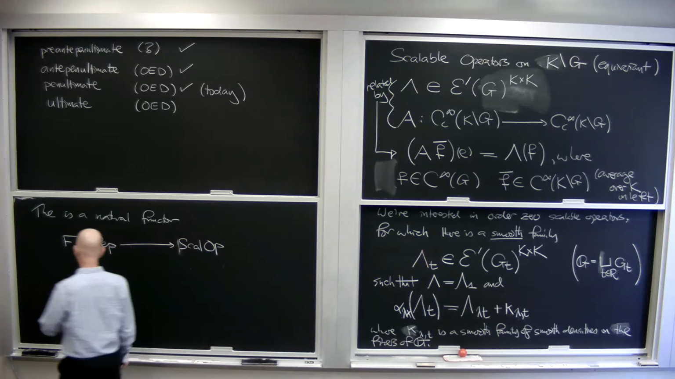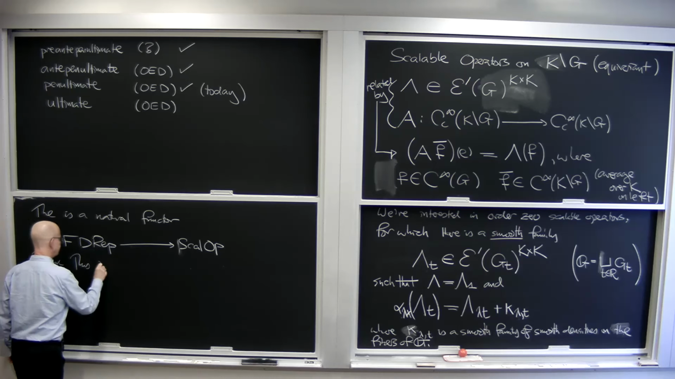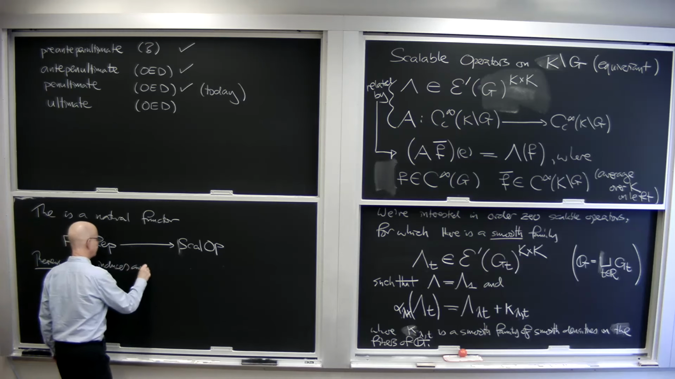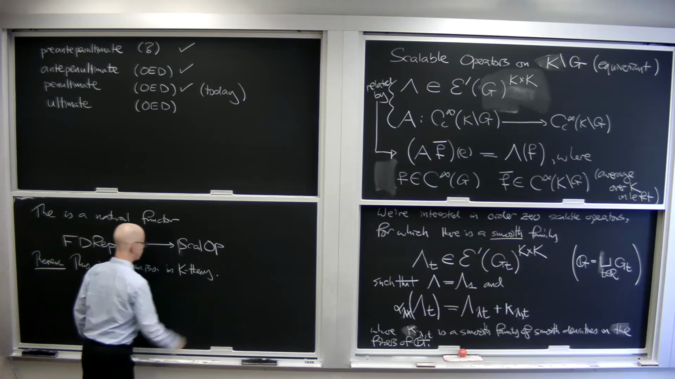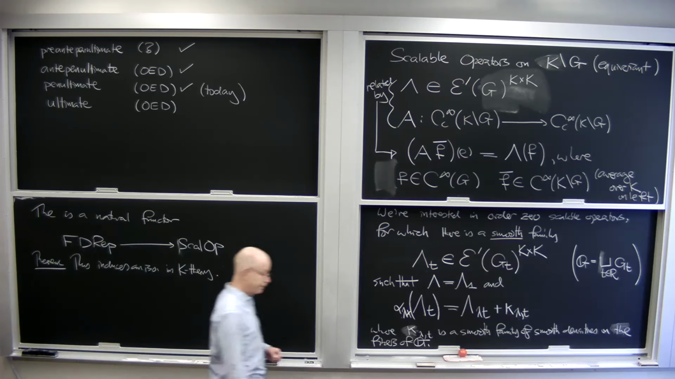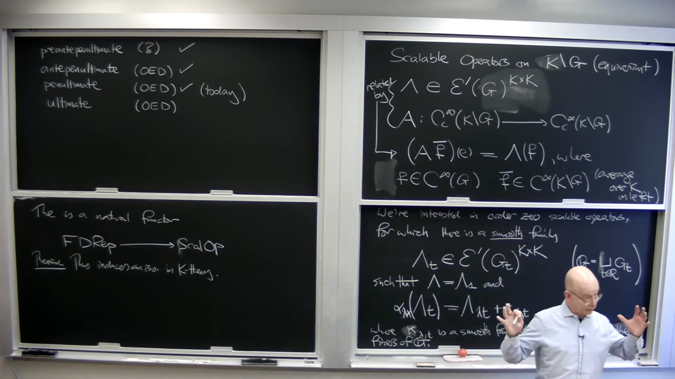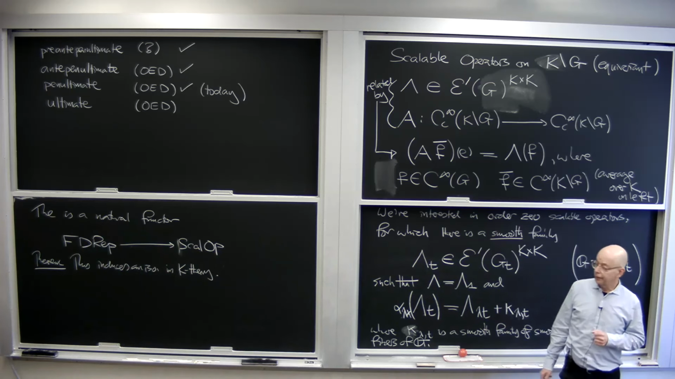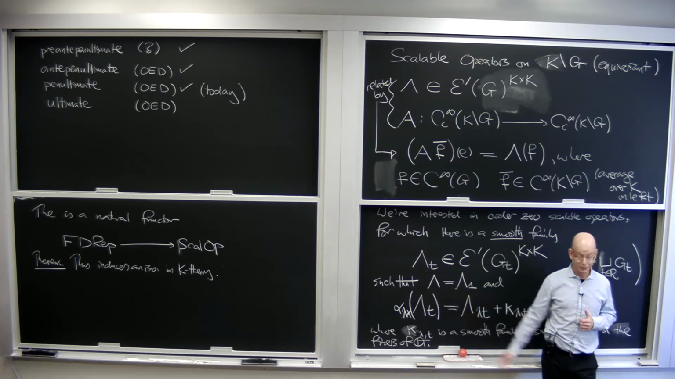And now everything is C-star. This is a C-star category too, finite dimensional unitary representations of K. And the theorem is that this induces an isomorphism in K-theory. To prove this theorem, one needs to contemplate a gigantic diagram, which we shall do. And this gigantic diagram will involve these families. That seems sensible. We should somehow use the definition of what a scalable operator is.